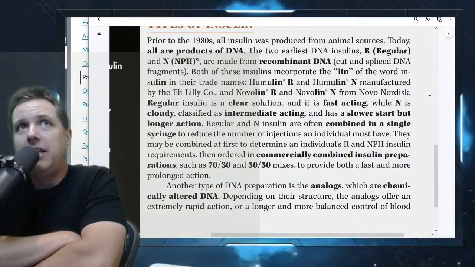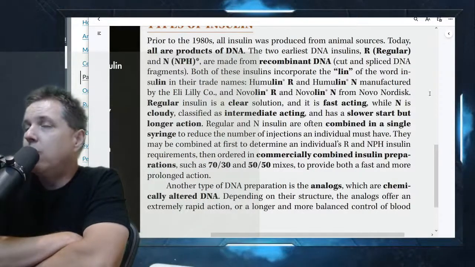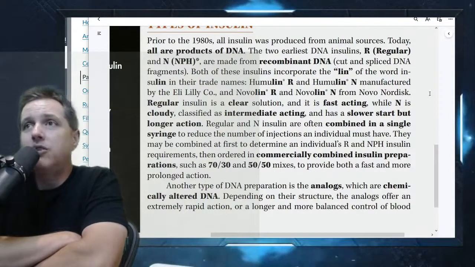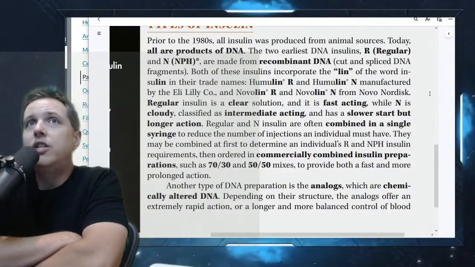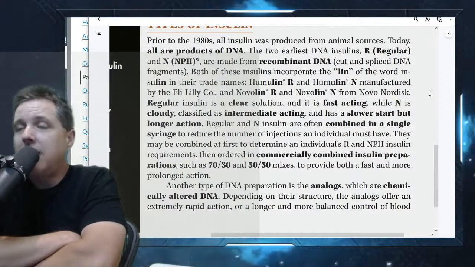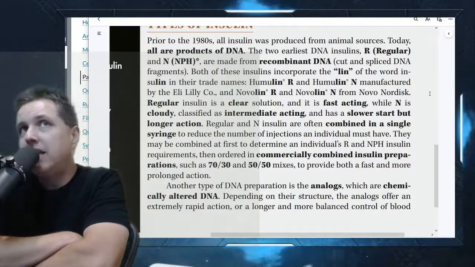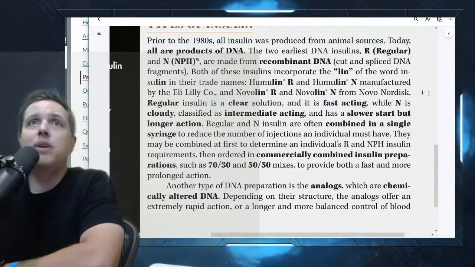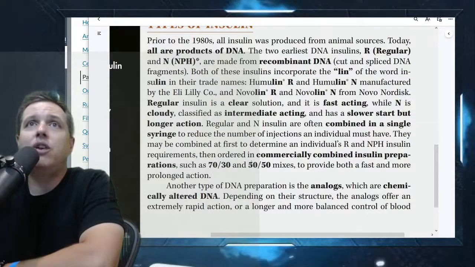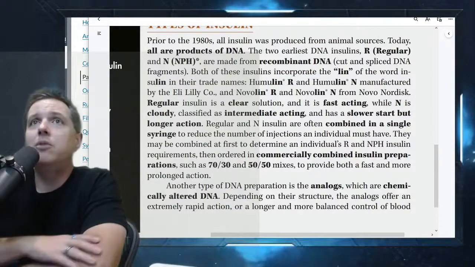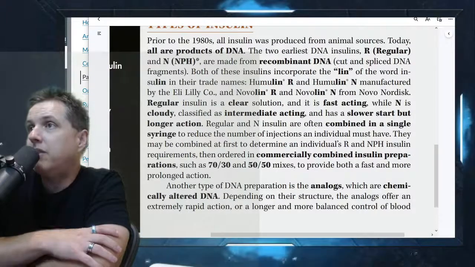You also get combinations of insulin. So there will be times where you are going to be administering an injection which is part fast-acting insulin and part slow-acting insulin, or part intermediate-acting insulin. And so there's a mixture. So you'll see like 70-30 or 50-50 mixes depending on what is prescribed, right?